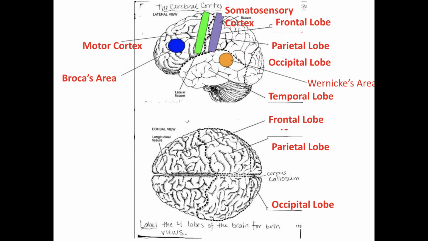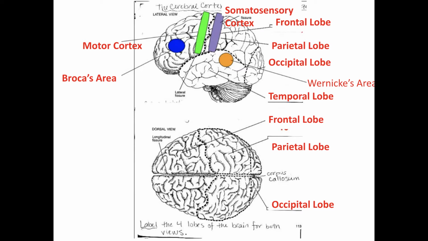Now if we switch down here to what's called the dorsal view of the brain, we're looking at the brain from overhead. Literally overhead, over your head, on top of your head. From front to back, we have the frontal lobes, parietal lobes, occipital lobes, and we cannot see the temporal lobes because they're on the sides of the head.